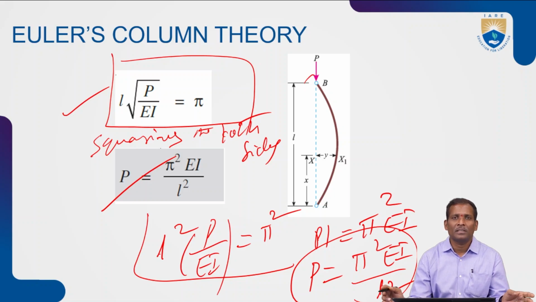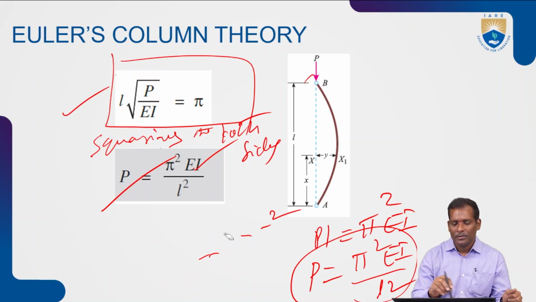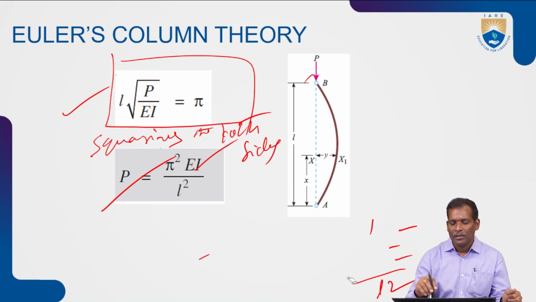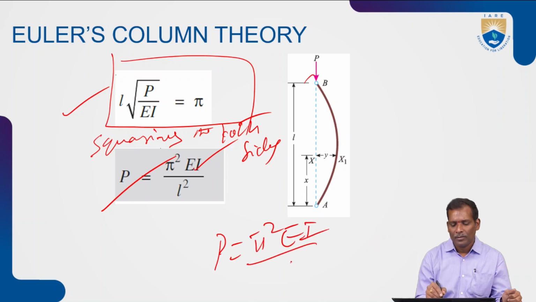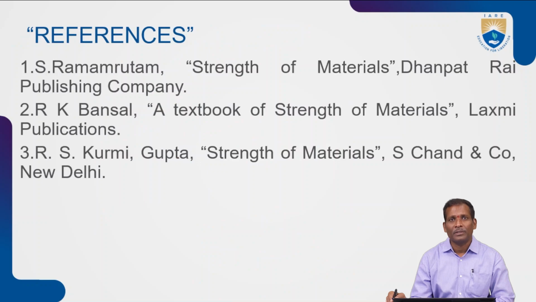So in the examination they will ask you to find out the buckling load. They will give the flexural rigidity value EI, or moment of inertia and E, and the length of the column also. So pi square EI by L square. So finally we got pi square EI by L square whenever the column has both ends hinged. So like this you have to derive the equation.